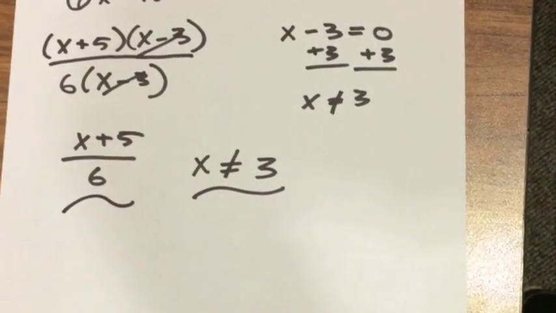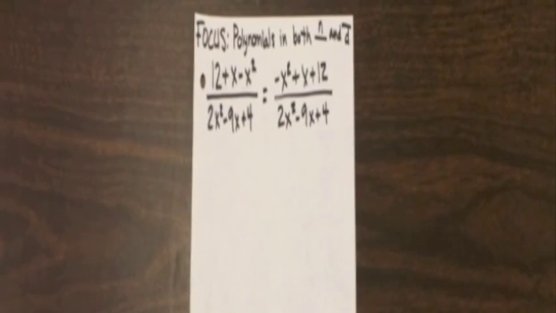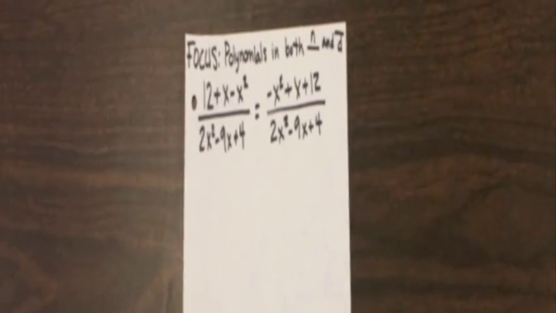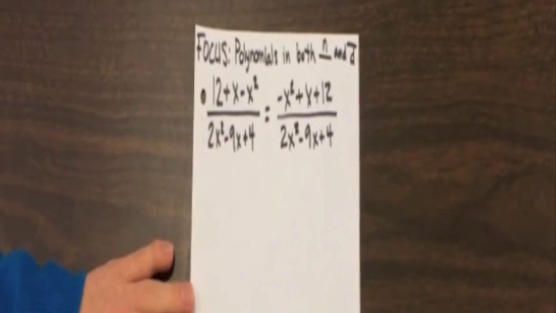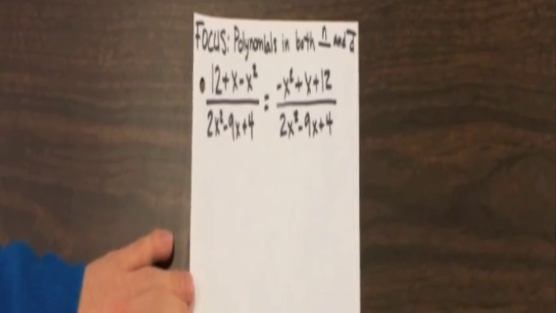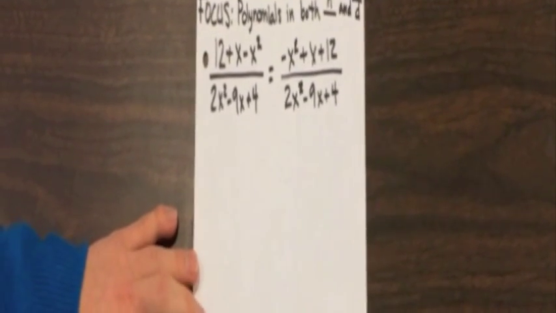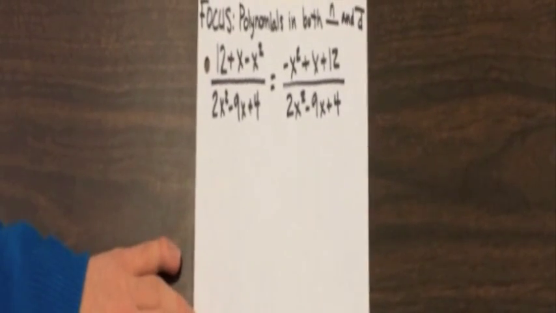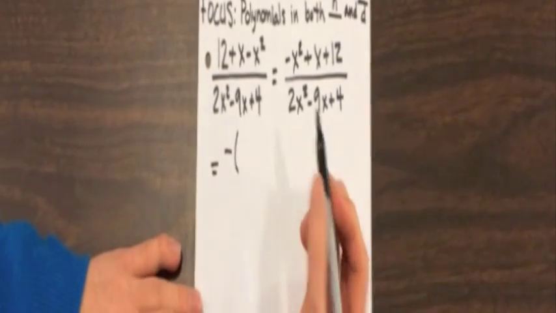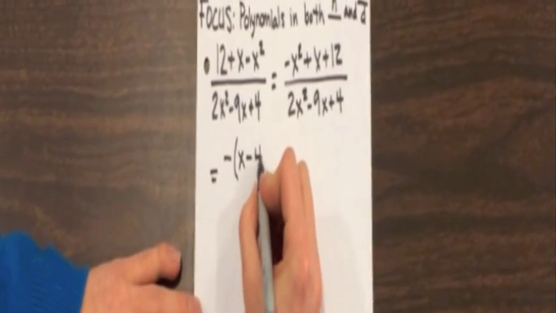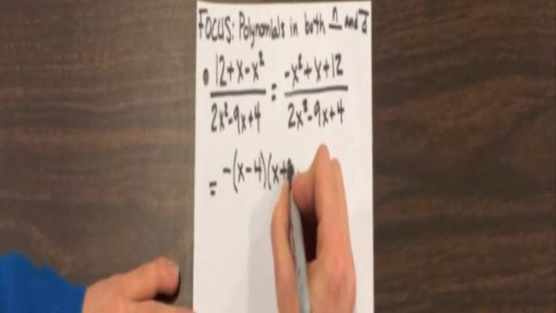Those are your answers. The focus now is the polynomials in both the numerator and denominator, along with the holes, like the last video. For the example problem, 12 plus x minus x squared over 2x squared minus 9x plus 4. Some may choose to write it in the standard form of the numerator. You would start this question like this. Get the negative on the outside. x minus 4, and then x plus 3.